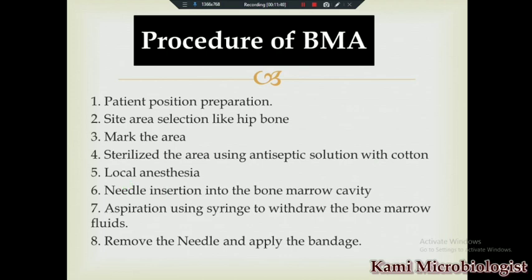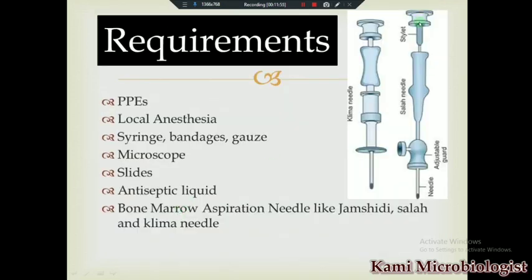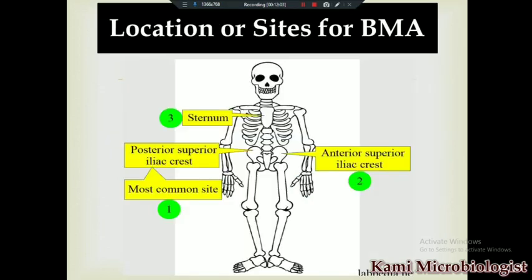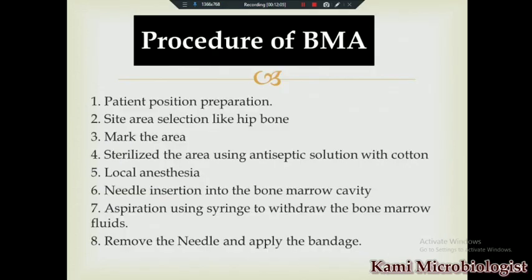After this, we will insert the needle, like the Salah needle or Klima needle. Once we insert it into the bone marrow cavity, we will remove the stylet. Now it is inserted, so we will remove the stylet, and through this we will insert the injection syringe, and through this syringe we will pull the plunger and it will withdraw the blood. Once the blood is withdrawn, meaning the fluid of the bone marrow is withdrawn, we will remove the needle and apply the bandage.